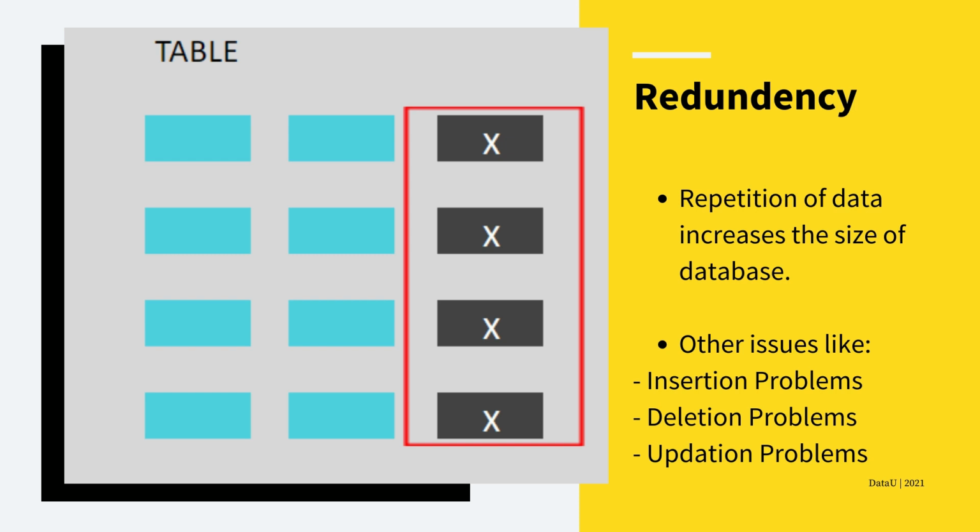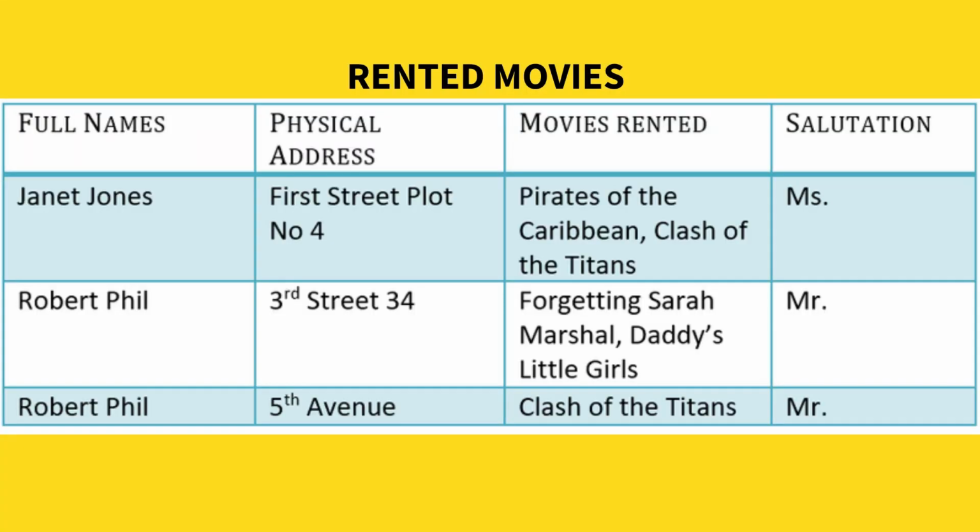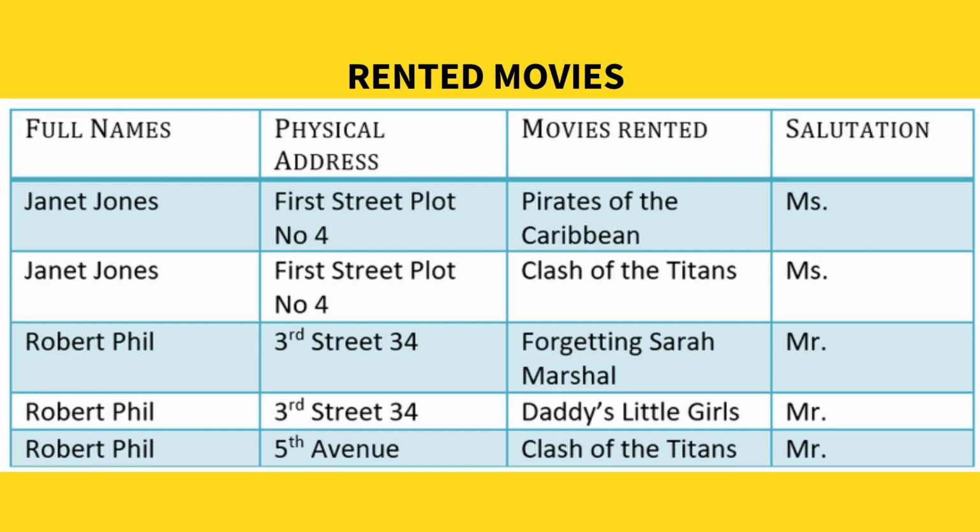To understand these anomalies, let's see an example. In this table, we have 4 columns. Let's input some records. This table is considered a poor database design because in the column movie rented, there are multiple values. Let's make it more clear. This table looks good, but if we try to insert, update, or delete, we will affect the table and make it tedious and repetitive because of duplicated data.